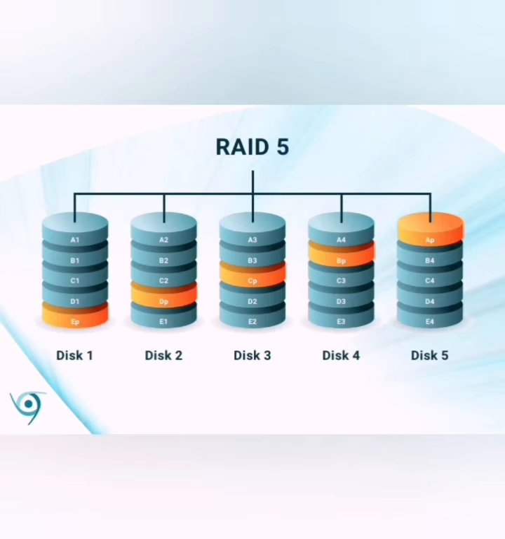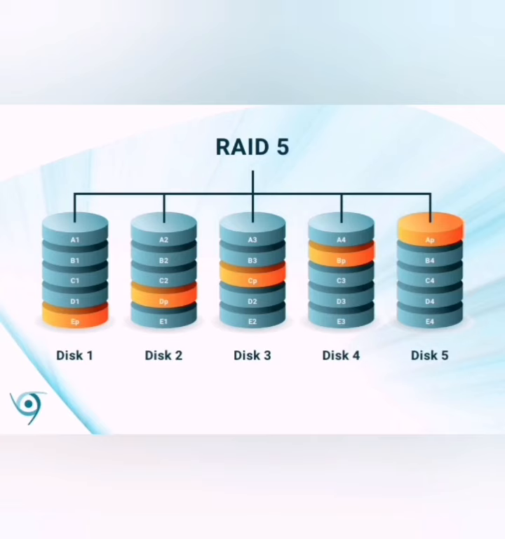RAID 5 uses what is called parity in order to conserve data. As you may see in the image, when we write the data on RAID 5, it starts writing A1, A2, A3, A4, and then it gets the parity of these A's and writes it in the fifth hard disk, which is AP. To simplify the parity, it's something like an equation. For example, I can say A1 plus A2 plus A3 plus A4 equals AP.